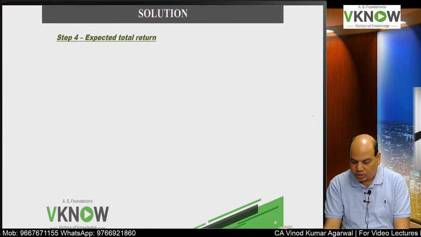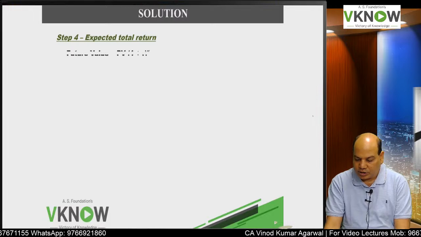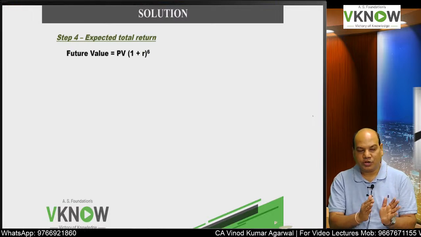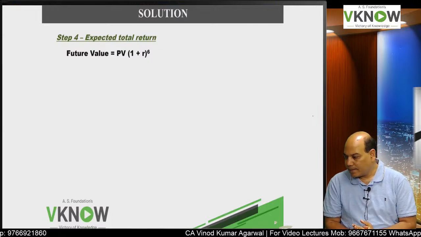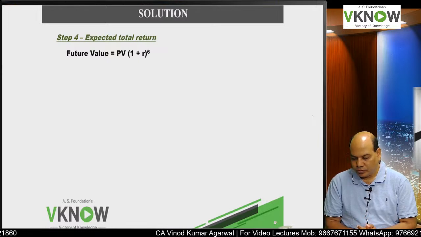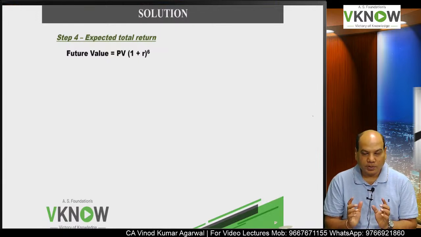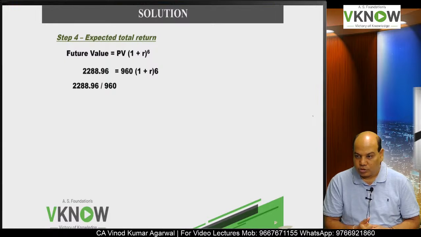Then write down next line. Now we'll have to solve an equation. Expected total return, same procedure will follow. Future value is equal to present value into 1 plus r to the power 6. This time we are holding the bond for 6 years. Okay, so the power is 6. I'll put the values and you will solve it for me.